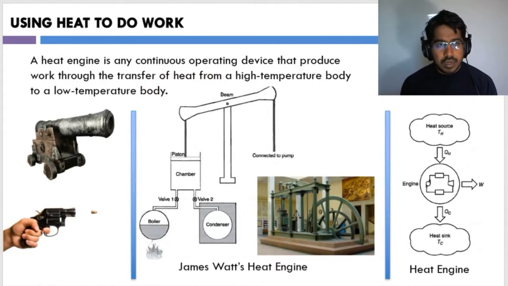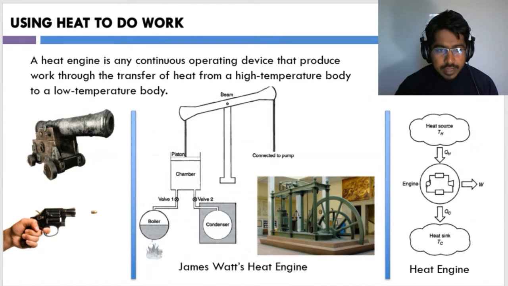So we can see some mechanisms where we use heat to produce work, right? In the left-hand corner, you can see there's a cannon or a pistol as well. There we burn gunpowder and propel our bullet so that it can go to a certain distance. That is, we created heat, so that heat energy was converted to work, and then we used it as a gun or a cannon, right?